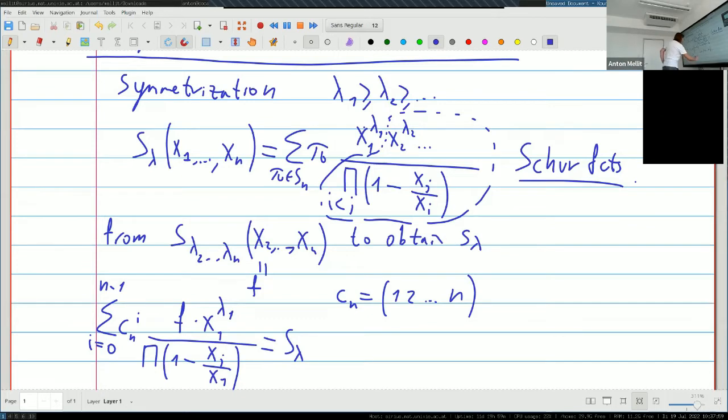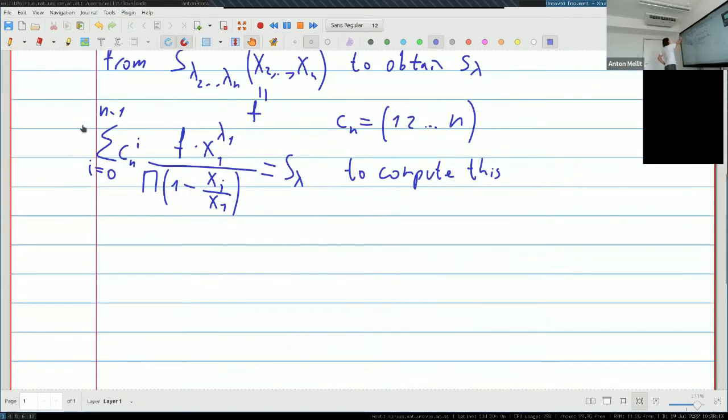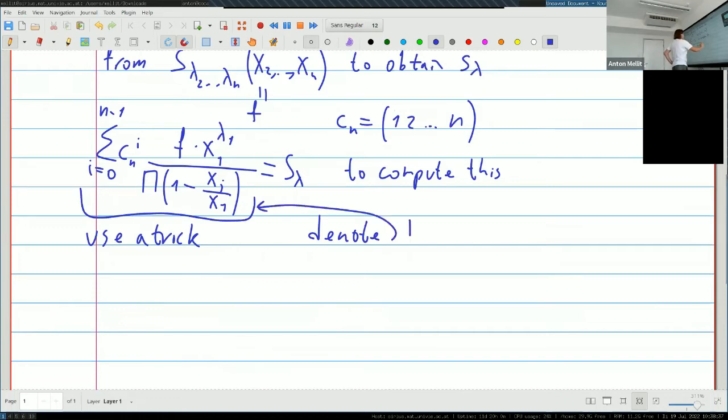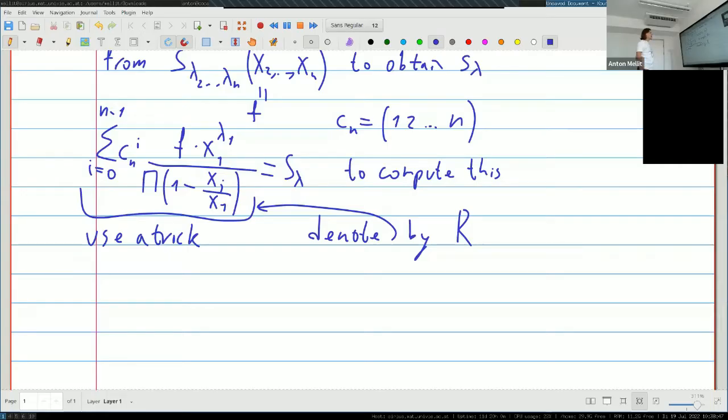And here is the trick to compute this. Well, let's call this operator the operator of symmetrization by R. So we denote this by R of f.